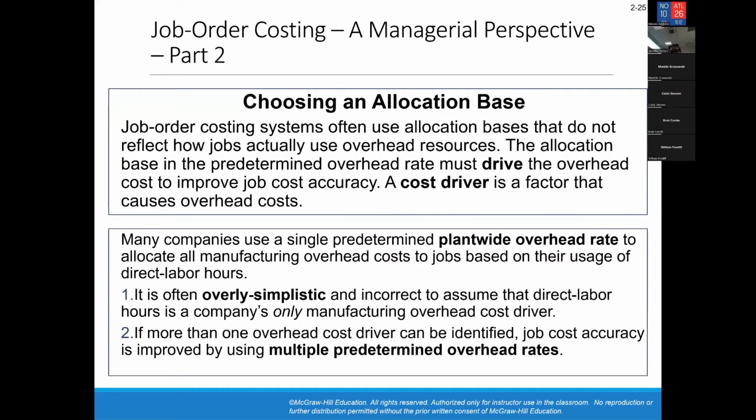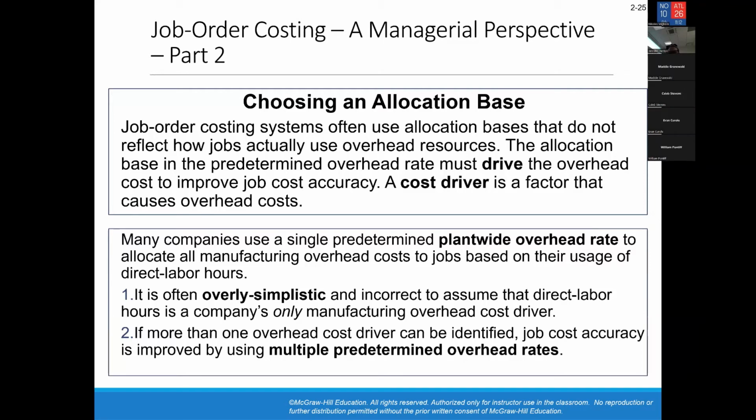We won't get a good, accurate costing system if we use the wrong allocation base. So a cost driver, that's what they call it, is the factor that causes the overhead. And then we have many companies that use single predetermined plant-wide overhead rates to allocate overhead costs based on the usage of direct labor hours. So sometimes that's too simple and you don't get a good, accurate cost driver, because maybe it's not the same across the whole plant. Maybe using direct labor hours may work in one area, but not another area. So that's why it's saying sometimes it's oversimplistic.